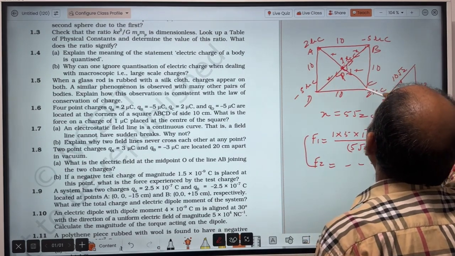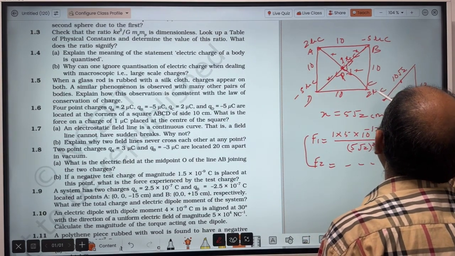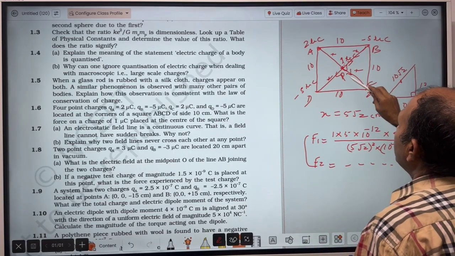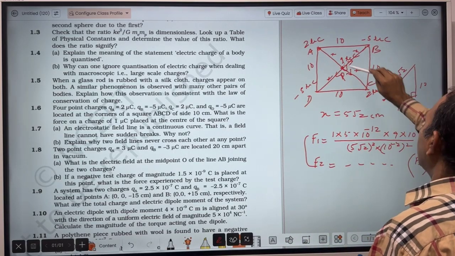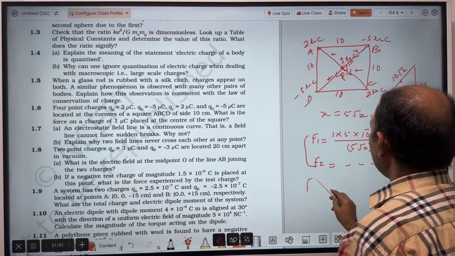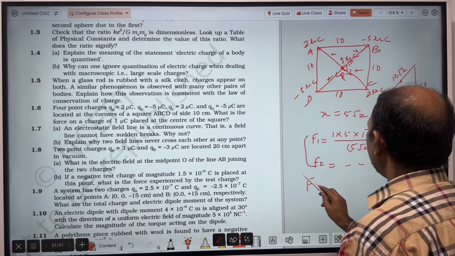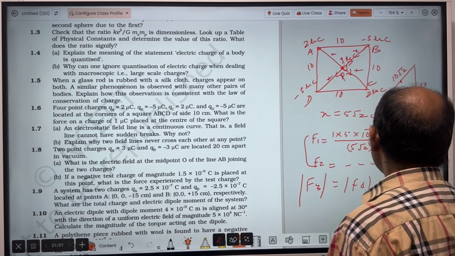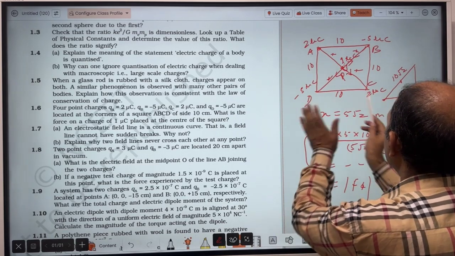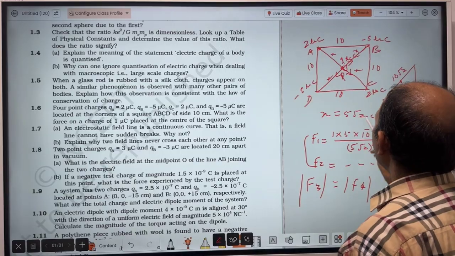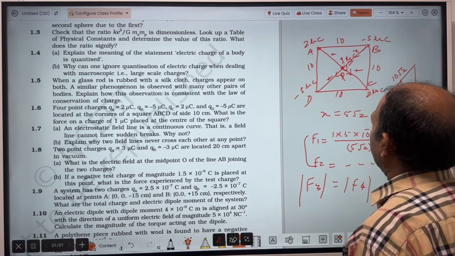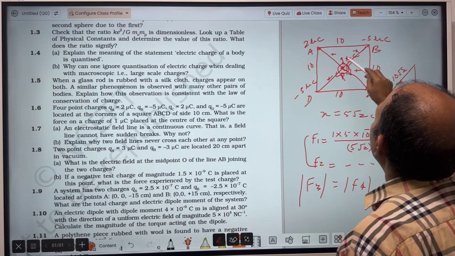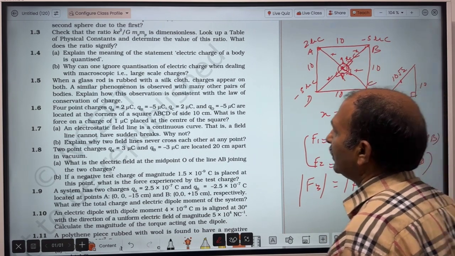Similarly, if we assume that this 2 microcoulomb charge is fixed and this is free to move, then it will move in this direction. So again we will get another force. If we evaluate F3 and F4, both will have the same magnitude, but their direction will be just opposite. So again the two will get cancelled out. Hence we can say that no net force will act on this 1 microcoulomb charge.